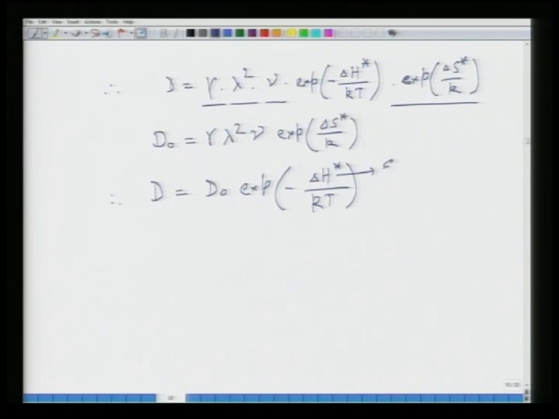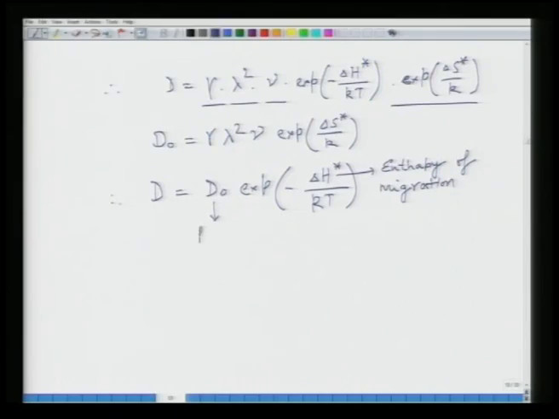So, this will be your enthalpy of migration, the energy which needs to be overcome in order for diffusion to occur, and this is your pre-exponential factor. So, this establishes the basis for temperature dependence of diffusion.